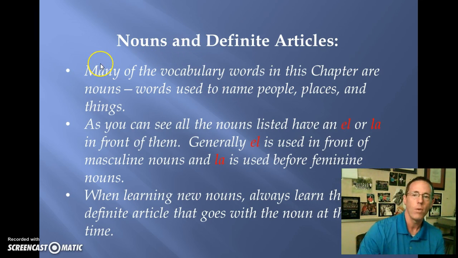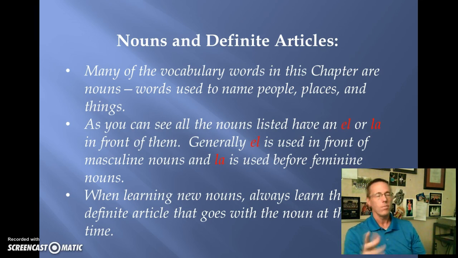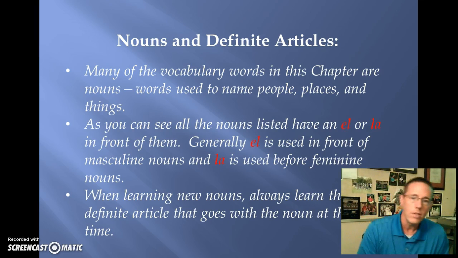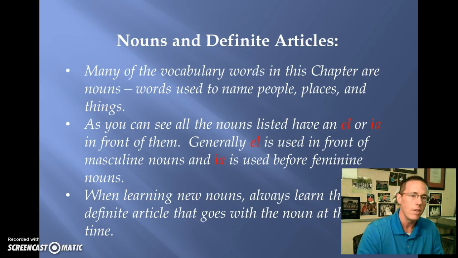So many of the vocab words in this chapter are nouns. Those are words to name people, places, things, and sometimes ideas. Hopefully this is review from English class, but just making sure. As you can see, all nouns listed have an el or a la in front of them. Generally, el is used in front of masculine nouns, and la is used before feminine nouns.